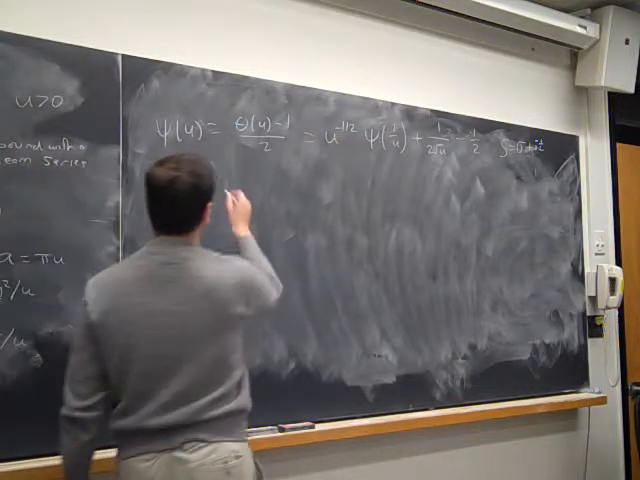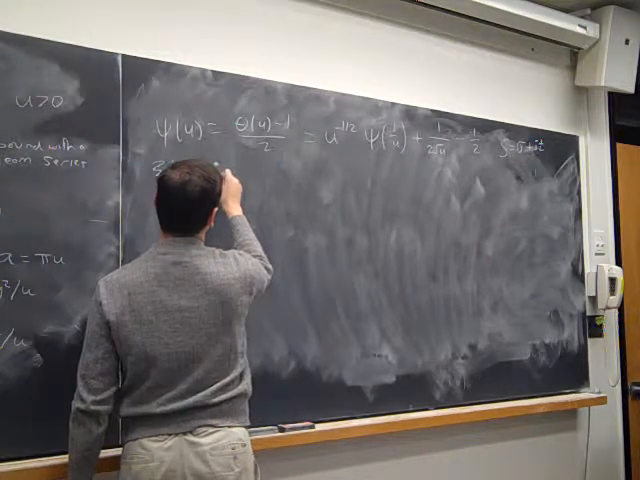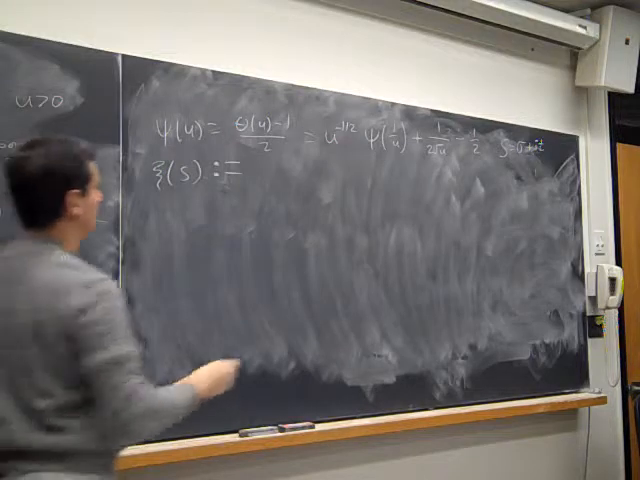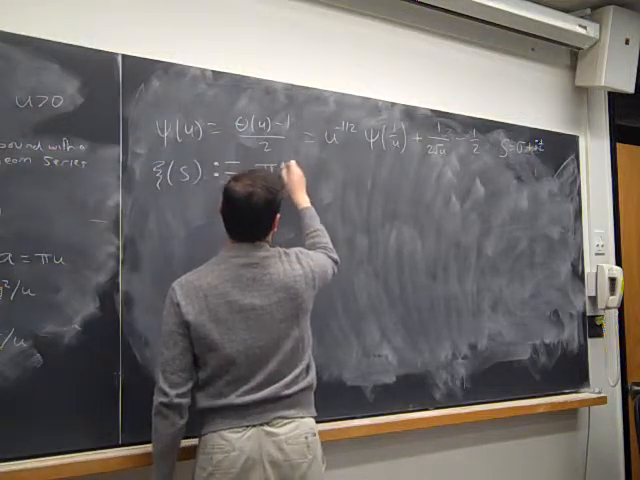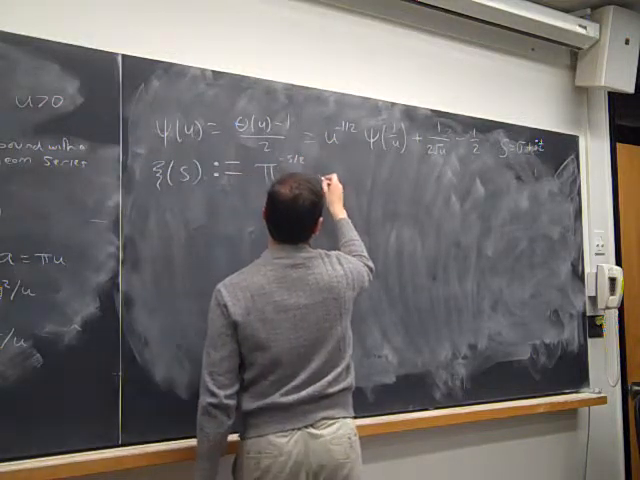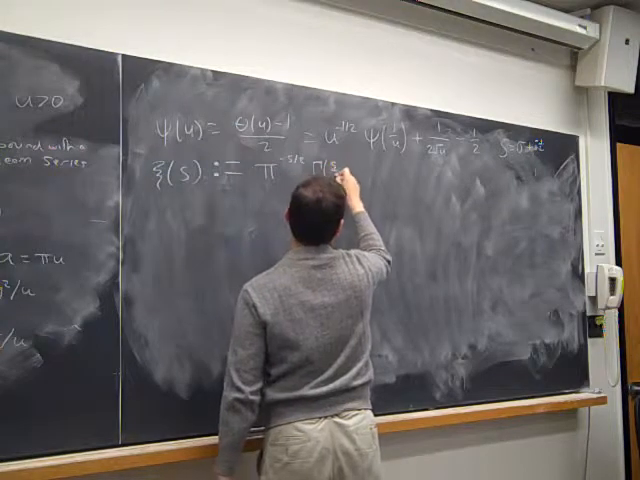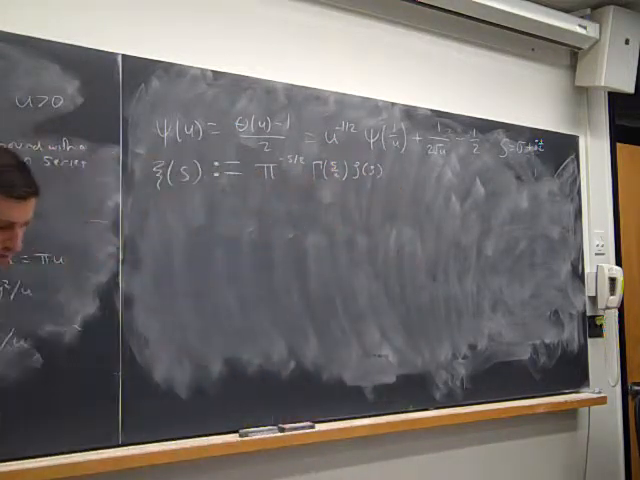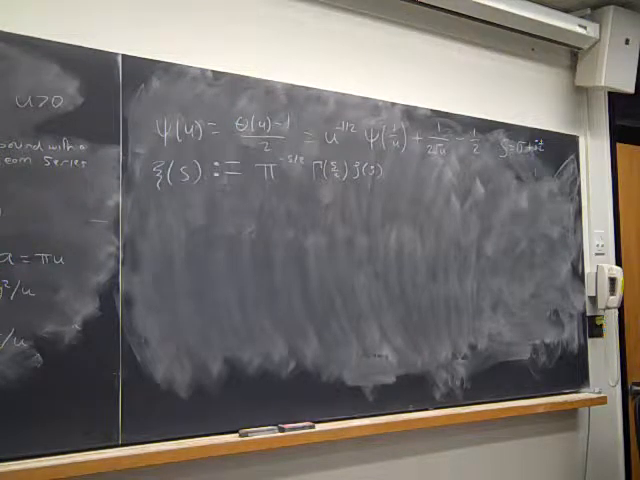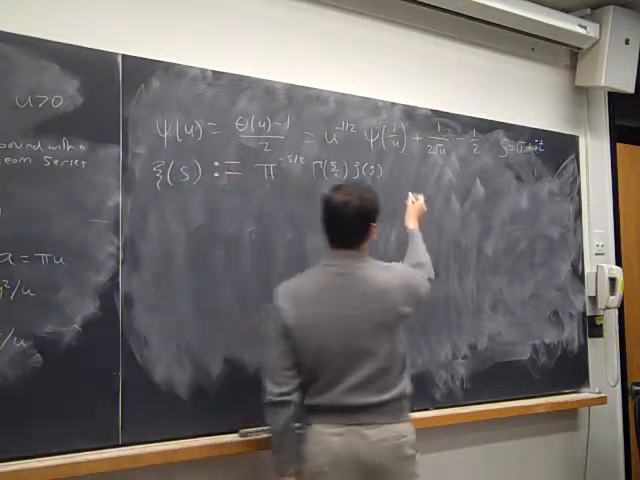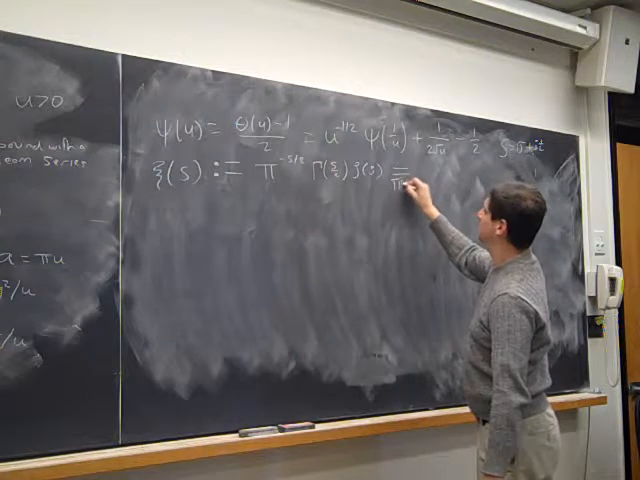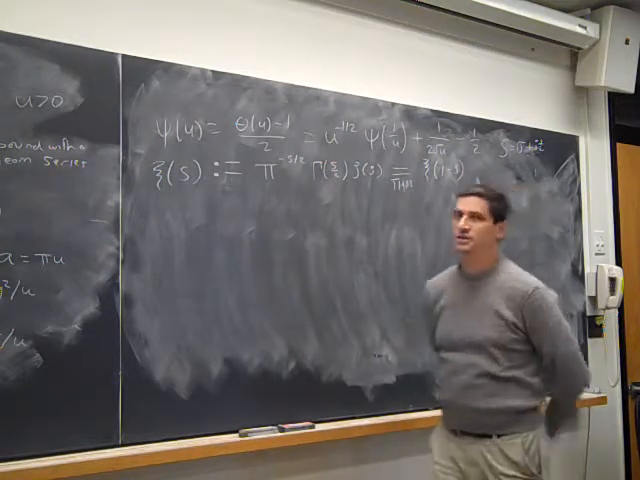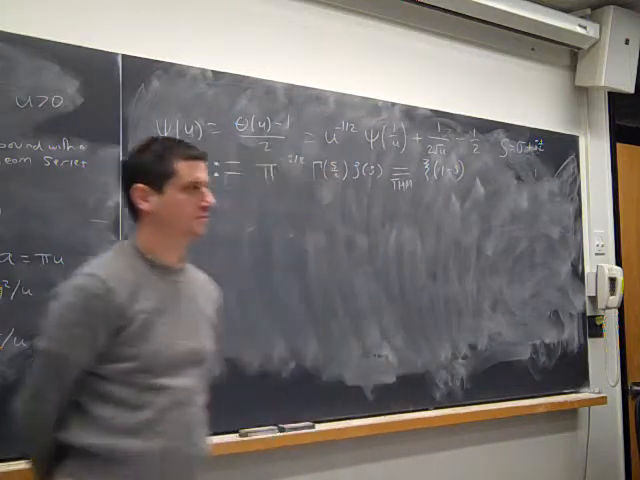So this is the completed Riemann zeta function. If you've never seen this before, when you put a colon sign before an equal, that means it's a definition. Alright. Pi to the minus s halves, gamma of s halves, zeta of s. That is the completed Riemann zeta function. It turns out this is equal to, and this is a big theorem, the completed function at 1 minus s.